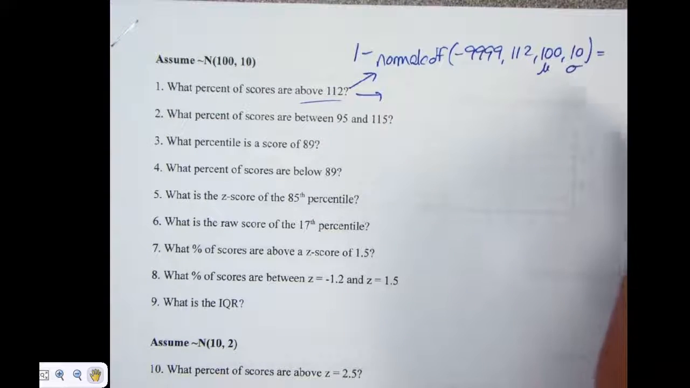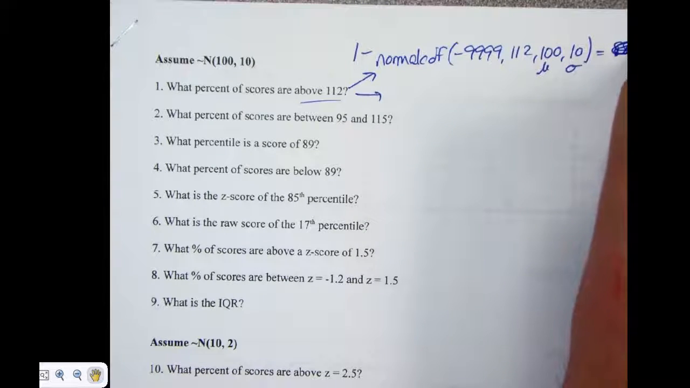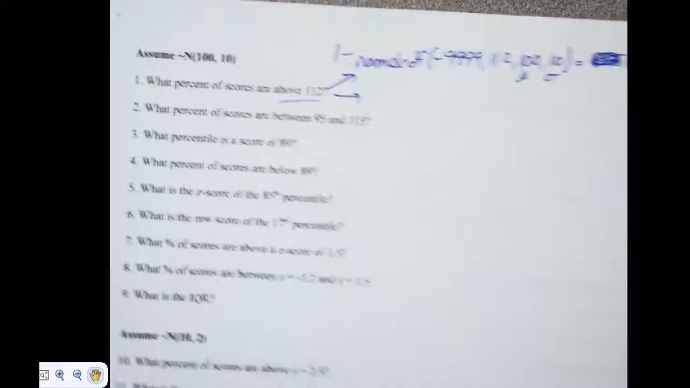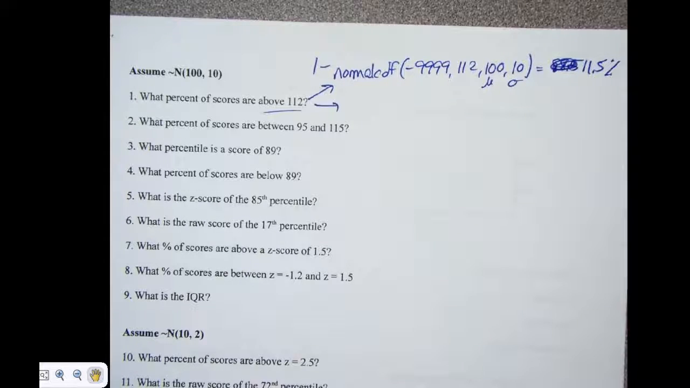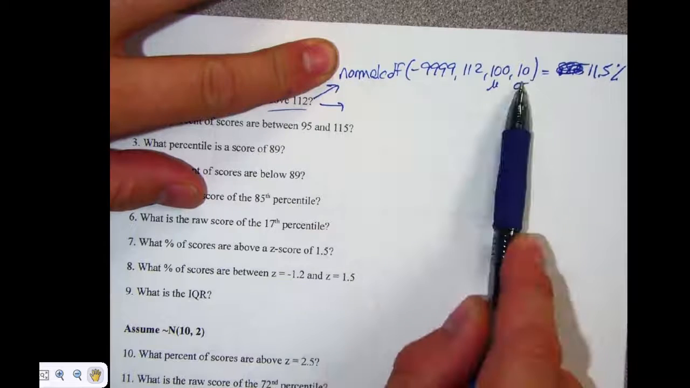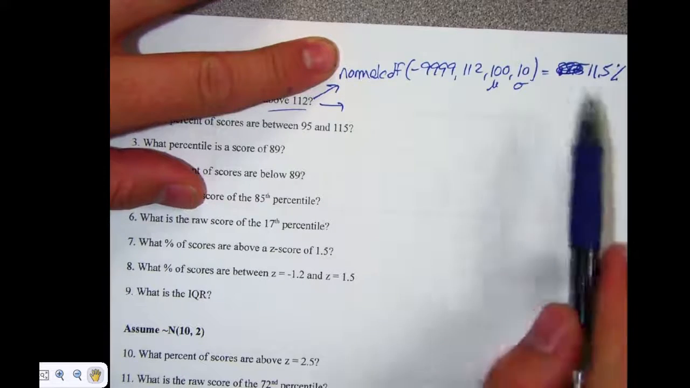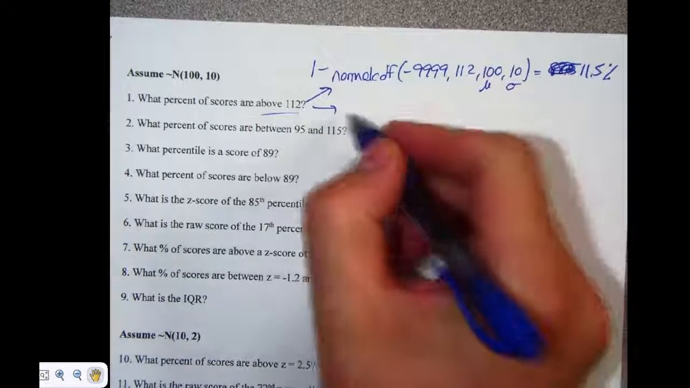What'd you get? 88.5%, basically. Okay, 1 minus that. Oh, right, so it'd be 11.5. Okay, stop talking. So if you just do this part, you should get like 88.5%, and then do 1 or 100 minus that, or like 1 minus 0.885, whichever way you want to look at that. And you get 11.5%. Well, there's another way you can do it.